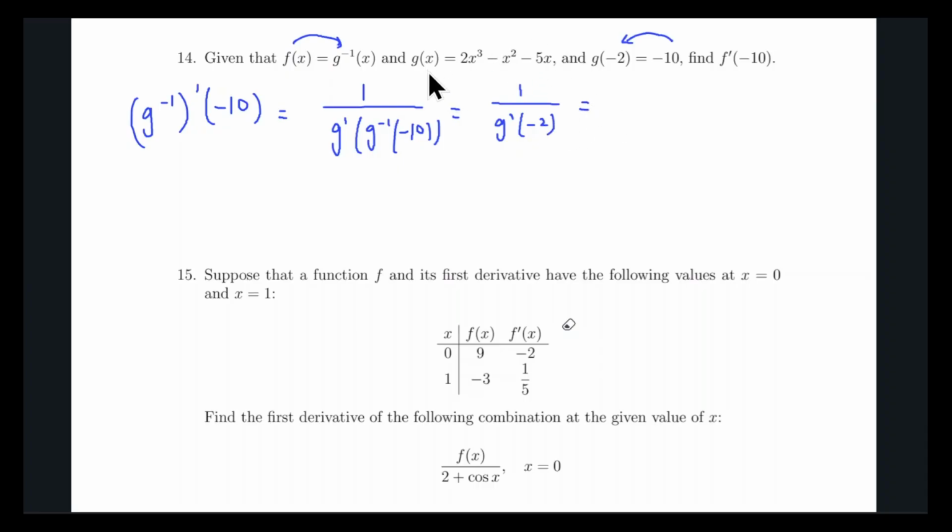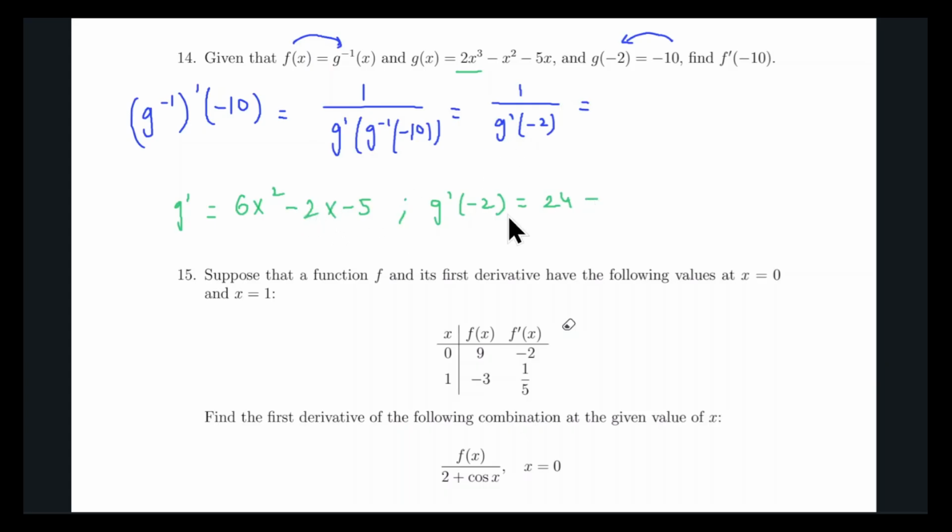And unfortunately, I don't know g prime, but I know g. I can easily differentiate this. So g prime is going to be, I think, 6x square minus 2x minus 5. So g prime of negative 2 is going to be negative 2 square is 4. 6 times 4 is 24.